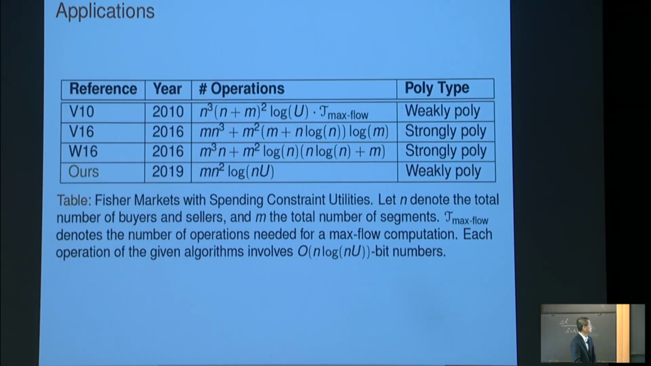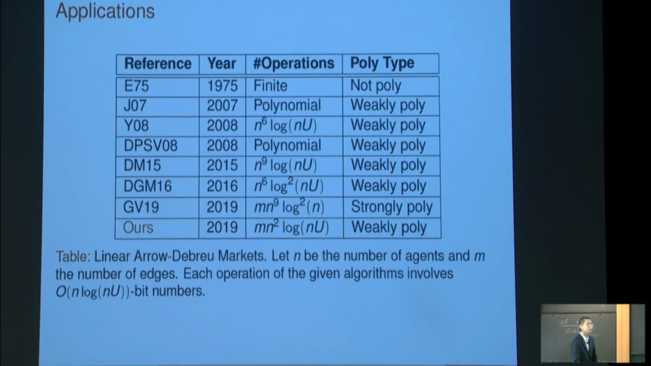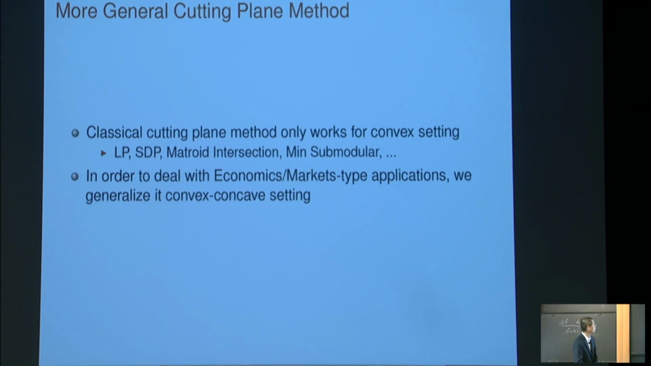Wait, is convex-concave not a convex program or something? What is convex-concave? You have a function f, and the function f is convex in x and concave in y. And you want to find a saddle point of this function, like an epsilon saddle point.